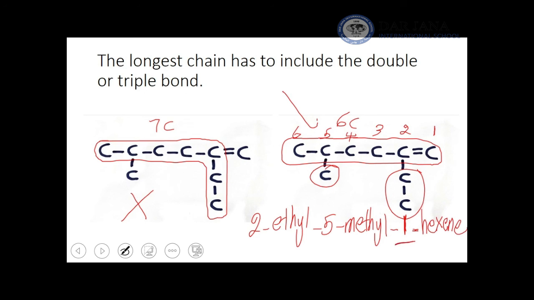1 is the position of the double bond. If the double bond is between carbon number 1 and 2, you choose number 1. You mention number 1. If it is between 3 and 4, you mention number 3. Always take the lower number.